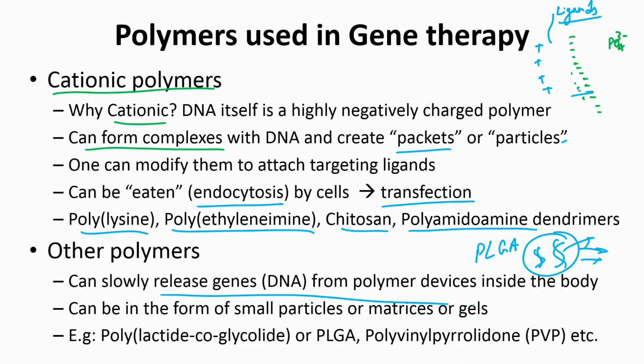Once they go into the body, you can make various sizes, as we discussed already with the PLGA particle. You can make matrices, you can make gels, and some of the polymers used for all these applications are PLGA, PVP, etc. Okay, we will stop here and we will continue the rest in the next class. Thank you.